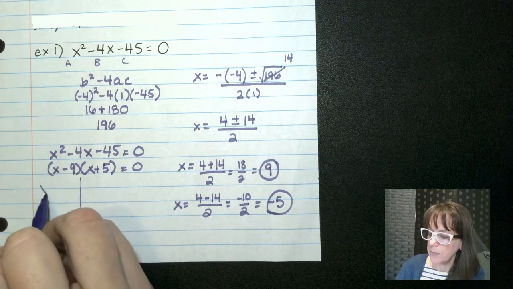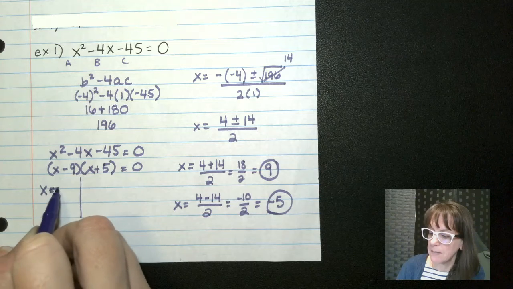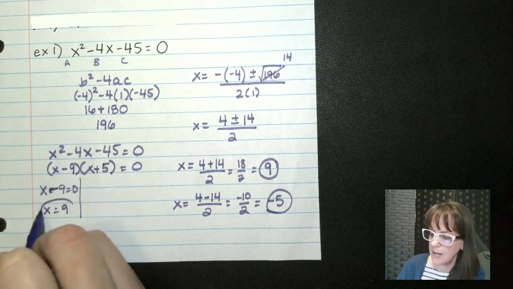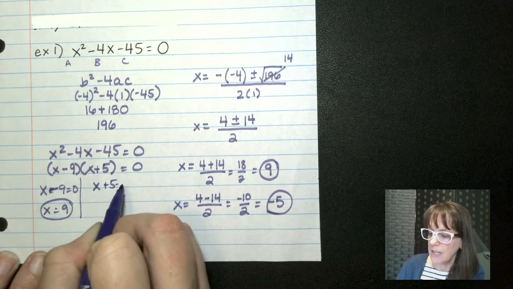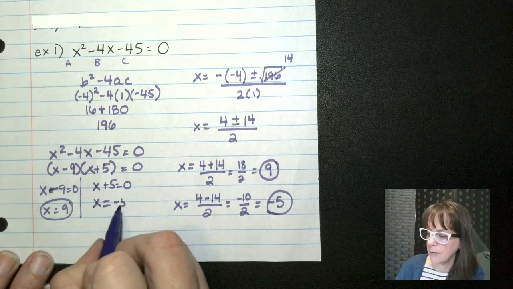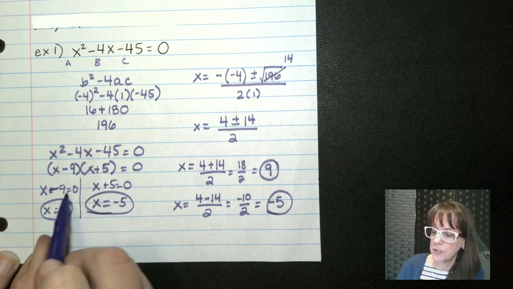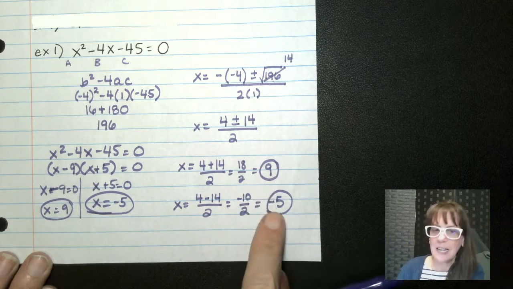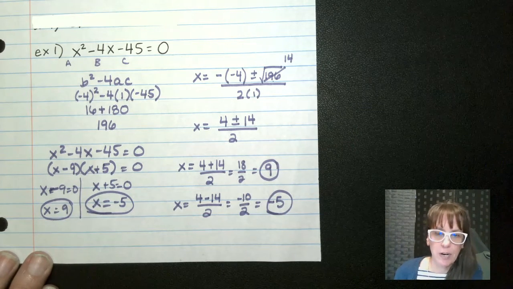Use my zero product property, and we get x minus 9 equals 0. Add 9 to both sides, we get x equals positive 9. x plus 5 equals 0. Minus 5 from both sides, and you get x equals negative 5. You'll find when you're using your zero product property that it's always just the opposite of what these are. And you'll see that's the exact same thing we came up with using our quadratic formula.